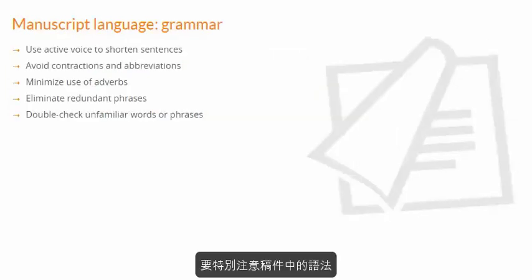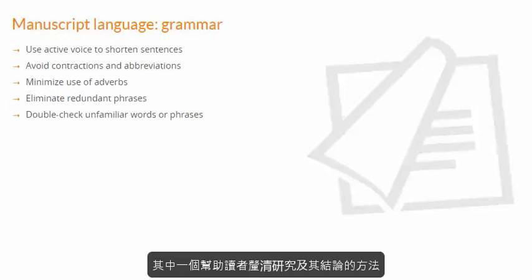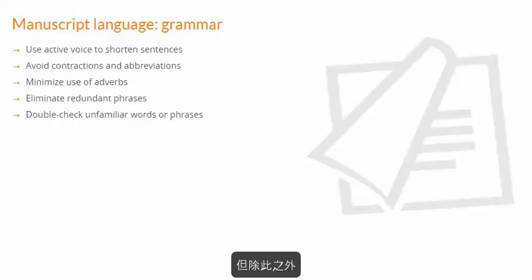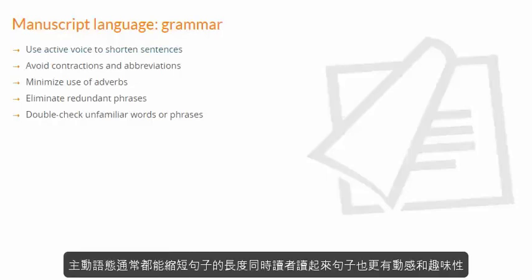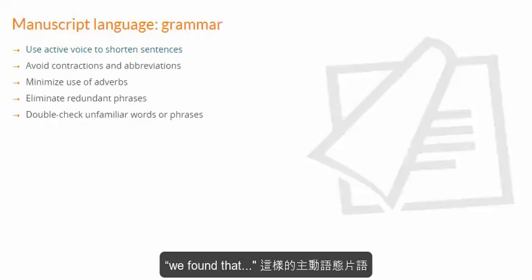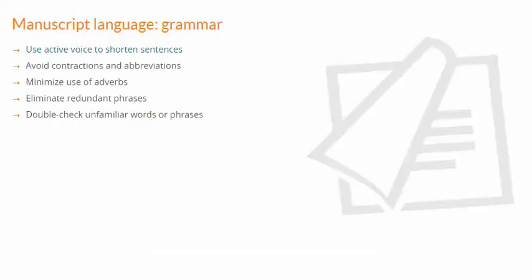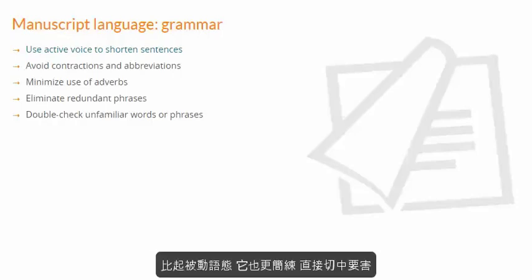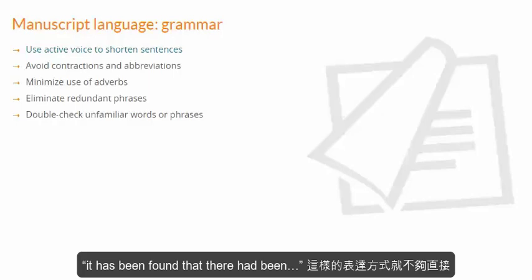Pay special attention to the grammar used in your manuscript. One way to help make the work and results clearer for the reader is by using the active rather than the passive voice. The passive voice can be used in the methods section of a paper, but otherwise, the active voice will usually shorten sentences and make them more dynamic and interesting for the reader. You are encouraged to use the active phrase, "We found that," freely, which is a quick signal to the reader that you are describing one of your results. This is also much more concise and to the point than writing in the passive voice, as in, for example, "It has been found that there had been."